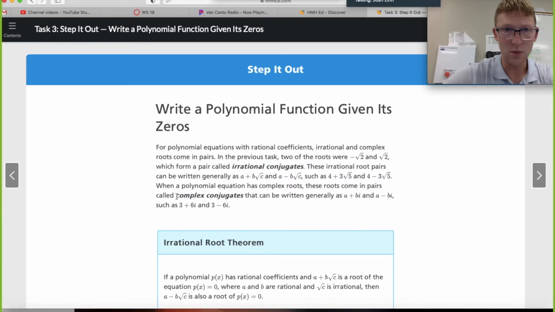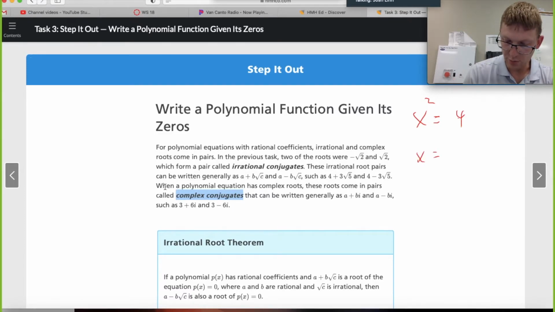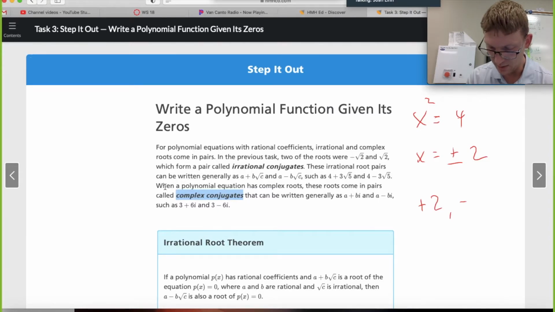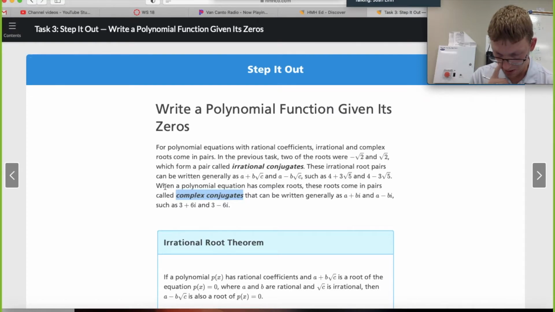Since we're dealing with things like x squared, x to the fourth, whatever, whenever you have x squared equals 4, our x is going to be equal to plus or minus 2, right? We take the square root of both sides. Then on the flip side, when we're going backwards, if you are given a root of +2 and -2, then you can use that as a quote-unquote conjugate. So that's what they're talking about here. So every time, let's see here.